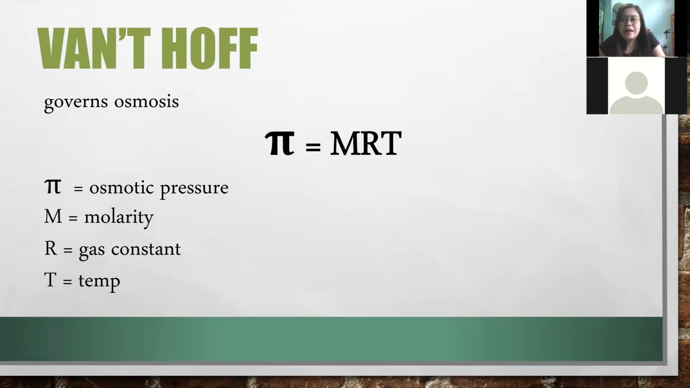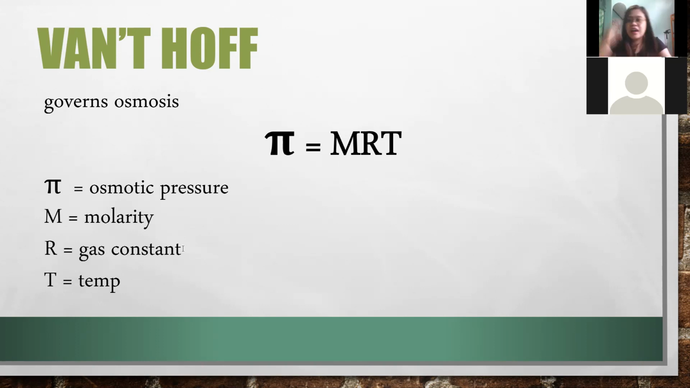Capital letter M now is molarity. This is different from the vapor pressure and the boiling point, because in vapor pressure and boiling point, it's small letter m. It refers to the molality. It's still the concentration of the solution, but it's the molality. This time, it's capital letter M, molarity na siya. And then R is the gas constant. The constant, ha, so pag constant, hindi yan siya nagbabago.